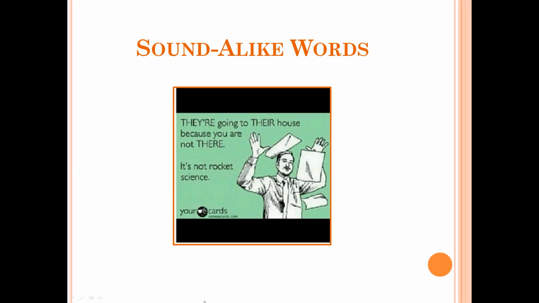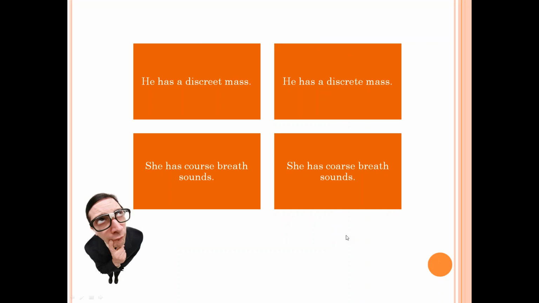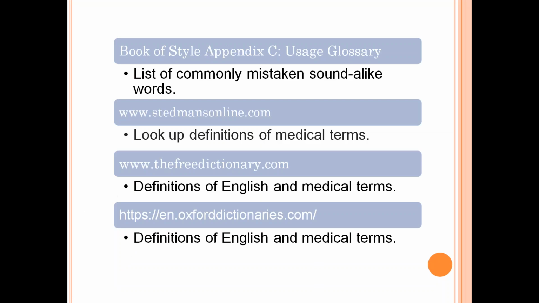So sounded like words. Here's a couple of really common ones I see. He has a discrete mass. He has a discrete mass. Which of those is correct? He has coarse breath sounds, or she has coarse breath sounds. These are the ones I see all the time, almost every day. So let's get into this a bit more.